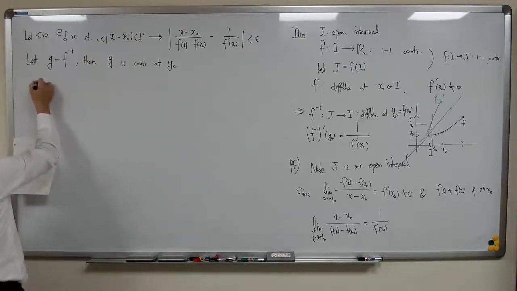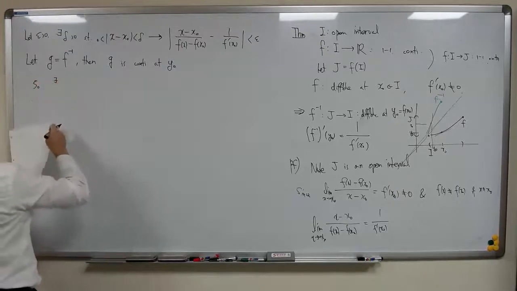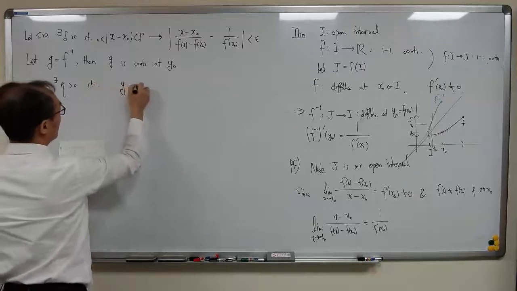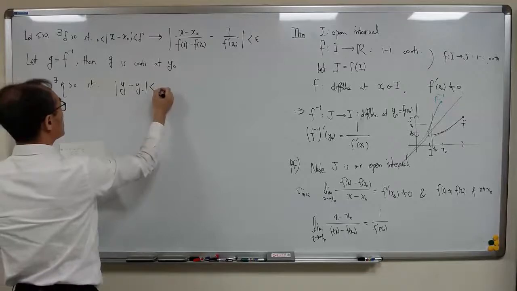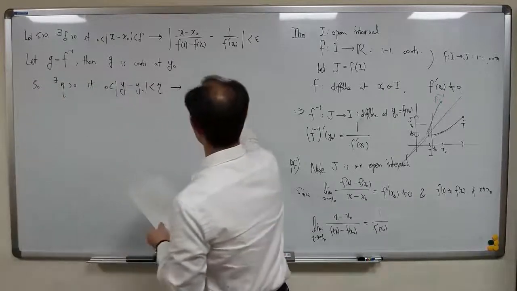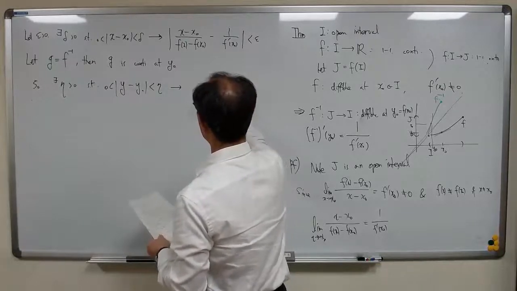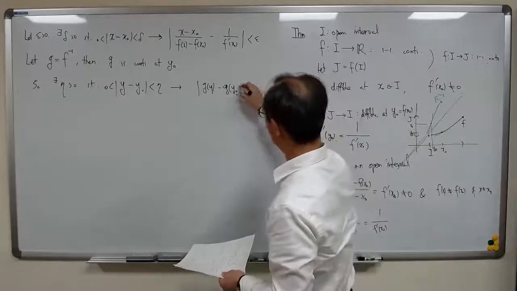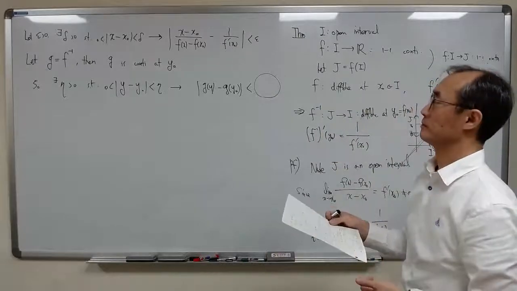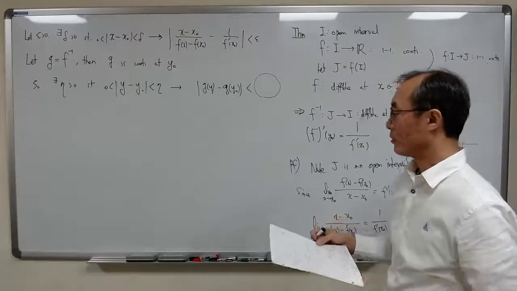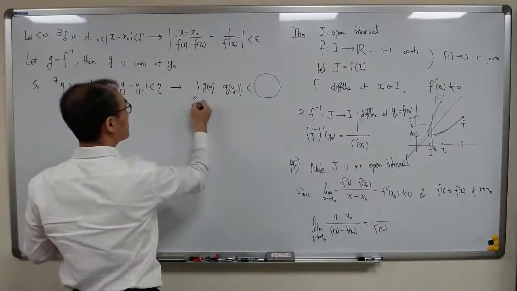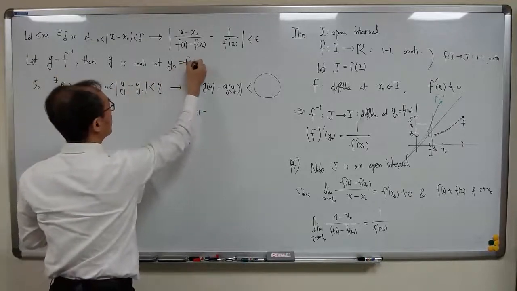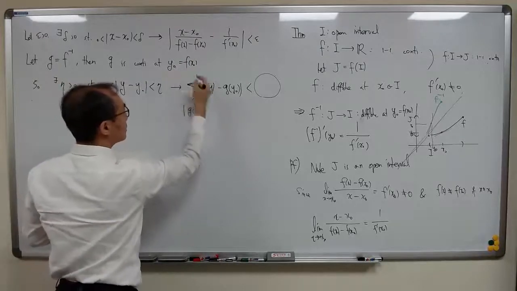So using the continuity, there exists, instead of delta, I'm going to use a new symbol, eta, a positive eta, such that if y gets close to y naught, with the difference smaller than eta, that implies the difference between g of y and g of y naught gets smaller than an arbitrary constant. We're going to fill this blank later. This expression can also be written as g of y minus, since g is the inverse function and y naught is f of x naught, g of y naught recovers the original point x naught.